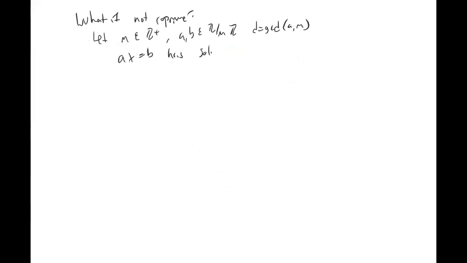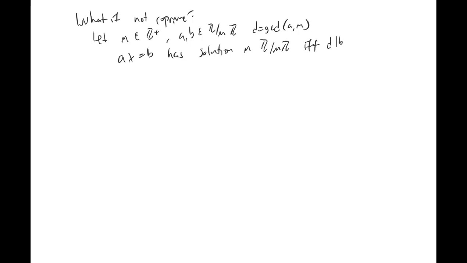If not coprime, right? So it asks, do you have a solution? So A, B, and Z mod MZ, right? D is GCD of A and M. So AX equal to B has a solution in Z mod MZ if and only if the GCD divides B, right?